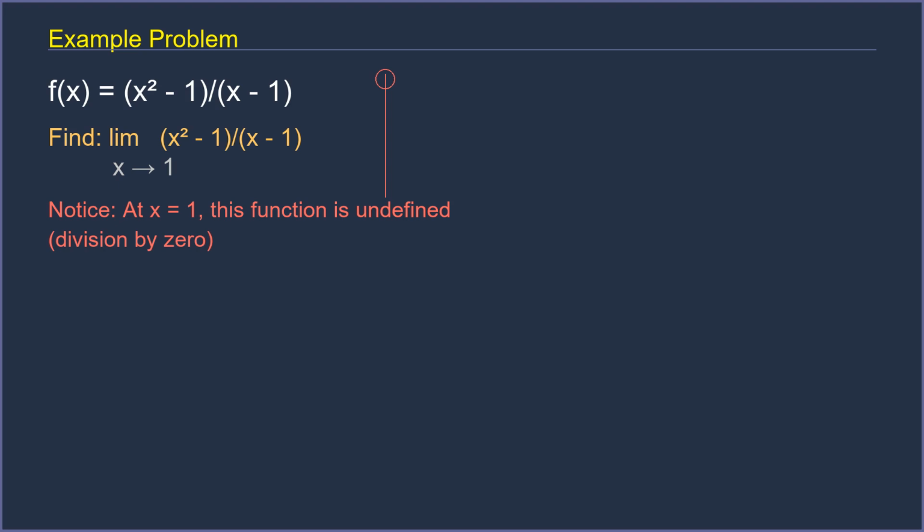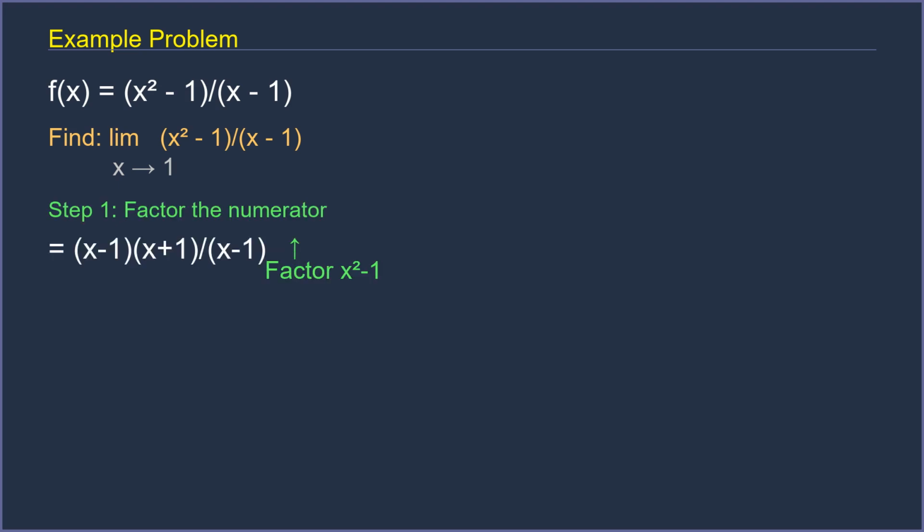Consider the function f of x equals (x squared minus 1) divided by (x minus 1). We want to find the limit as x approaches 1. Notice that at x equals 1, this function is undefined because we would be dividing by 0.